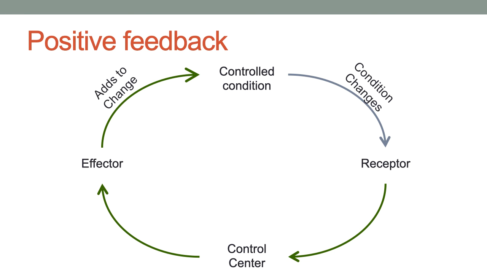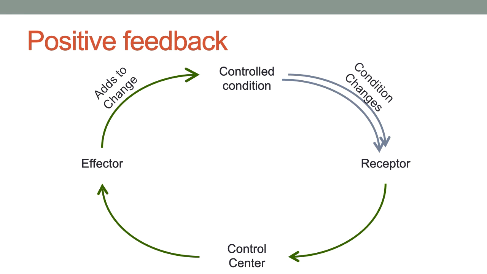So why would we want to do this? Positive feedback in the body is normal only when there is a definite endpoint. Examples of this would be childbirth and the body's response to blood loss. These are two examples of positive feedback. So what happens here is you have your controlled condition. The condition is going to change, and that's going to be detected by a receptor. That's going to move to a control center. The control center will send out information to an effector.